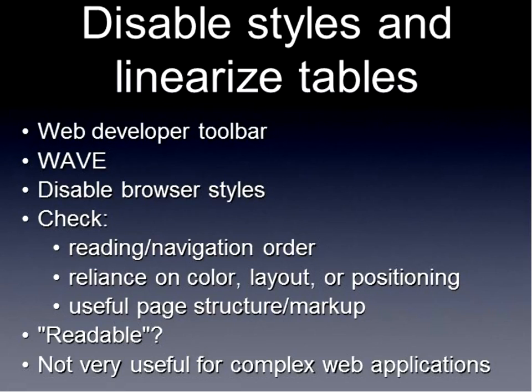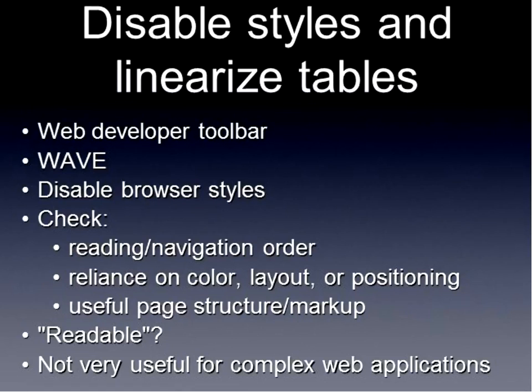Next in this methodology, this is kind of an interesting test, but is really useful for evaluation. That's to disable styles and linearize tables. A few things happen when you do this. First of all, by disabling the visual styles of a page, it really simplifies the page. It brings it back to its underlying content and structure. So you'd be able to see things like headings and underlying lists and any other markup structure in the page without the visual styling, things like layout and color and sizing and things like that. So this is really helpful.